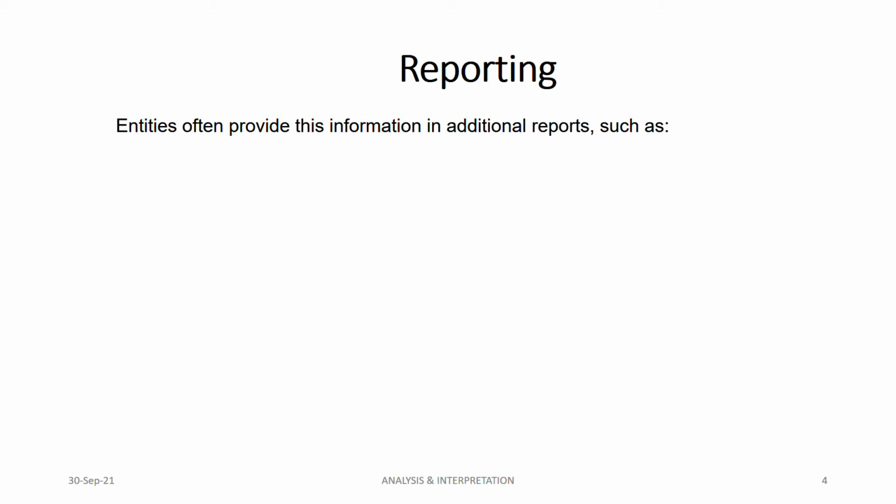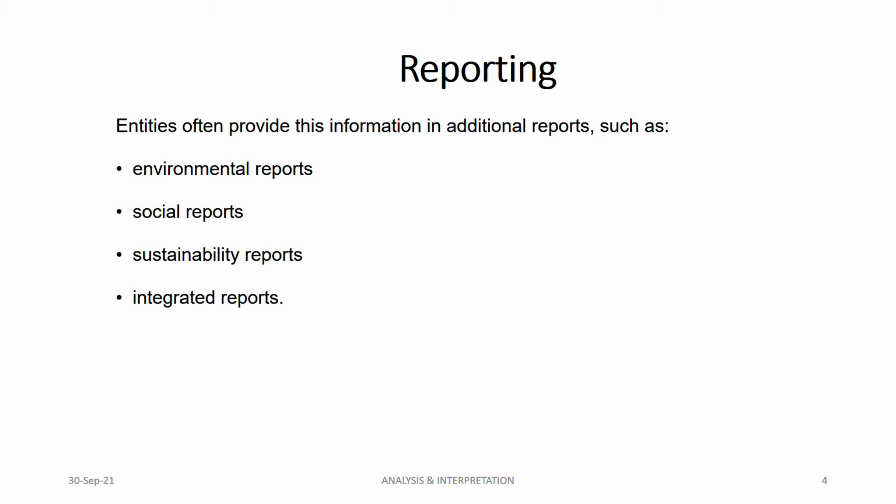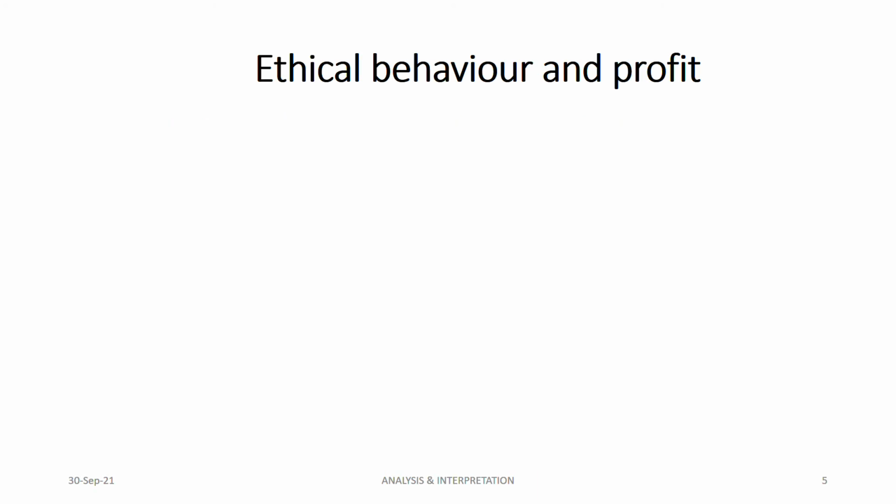They provide this in additional reports, not in your financial annual report, but additional reports such as an environmental report, social report, sustainability report, and integrated report. Sustainability report and integrated report, we are going to touch on these too. The next topic that we are going to cover is the sustainability report. The next lecture is sustainability reporting only.